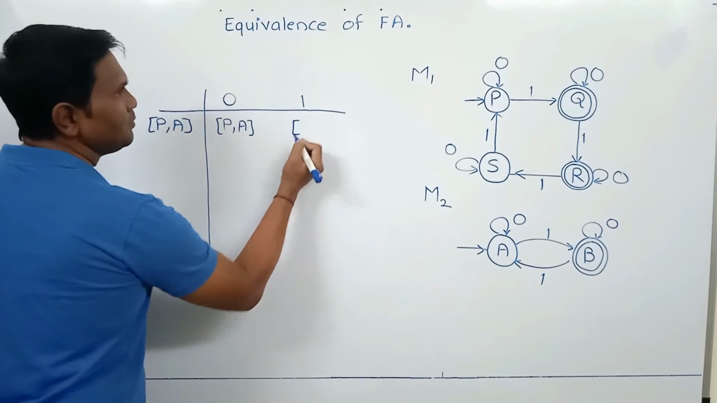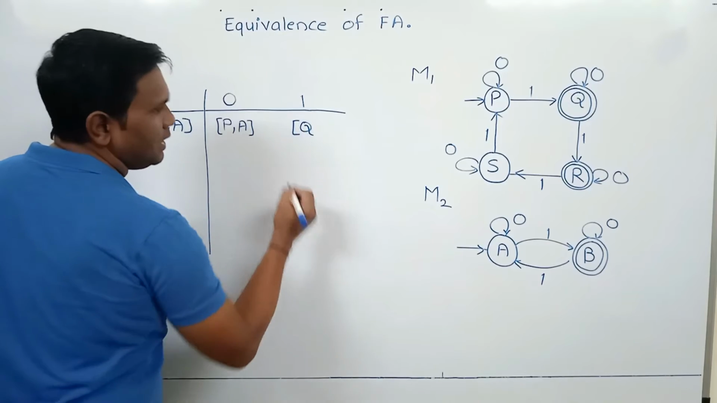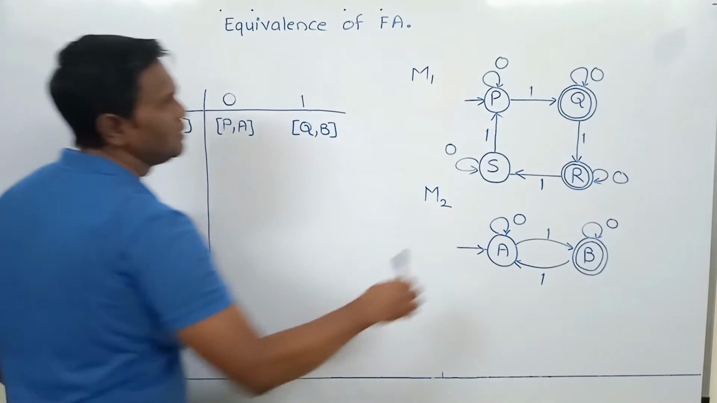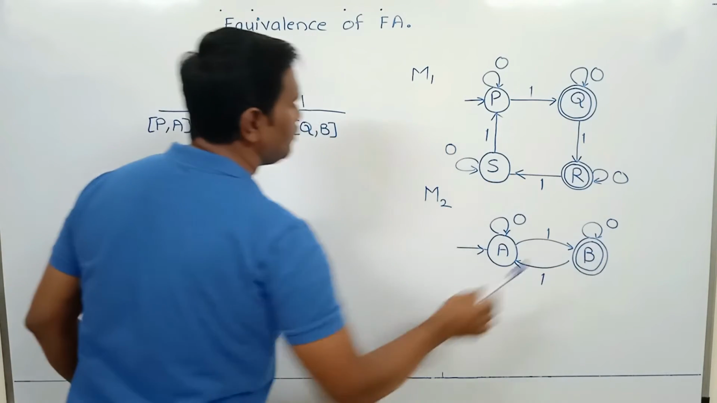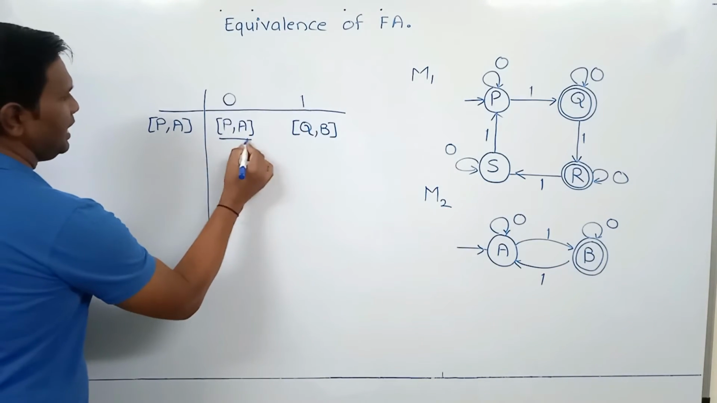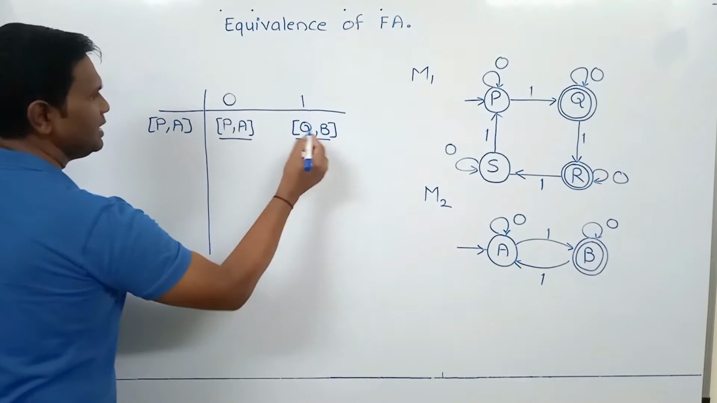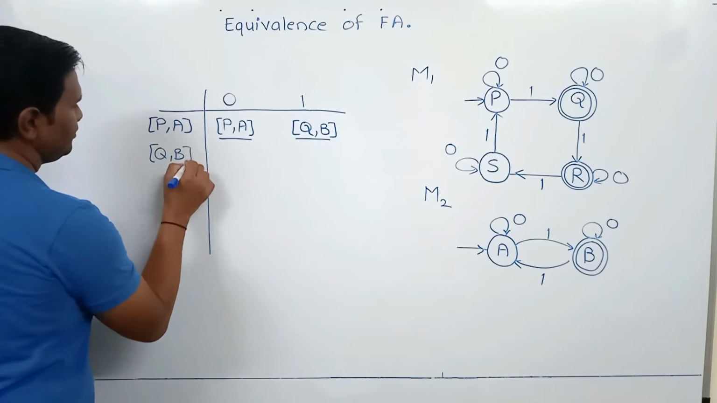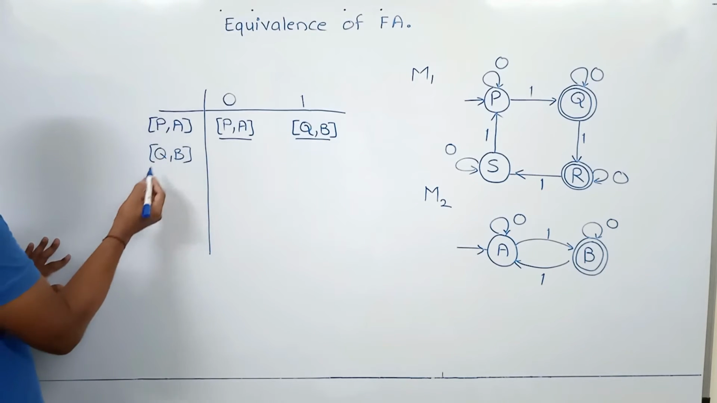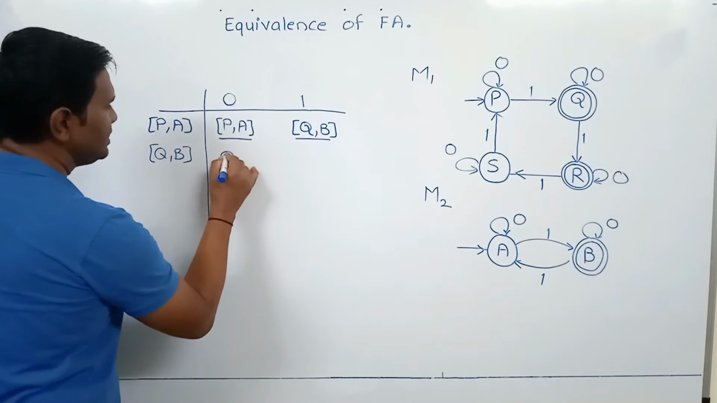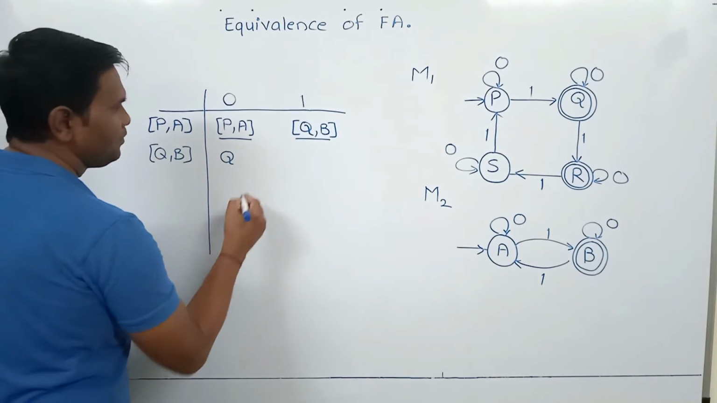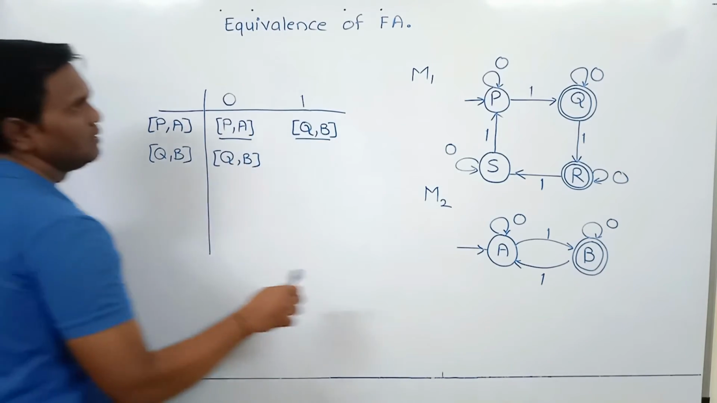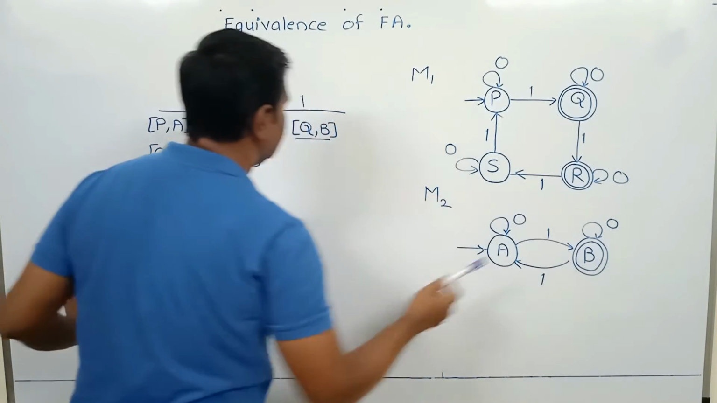Transitions on 1. P on 1 goes to Q. A on 1 goes to B. Q comma B. Q is final, B is also final. Now PA, it is over here. QB, this is new entry. So Q comma B. Now transitions on 0. Q on 0 remains in Q. B on 0 remains in B. So QB, Q is final, B is final.